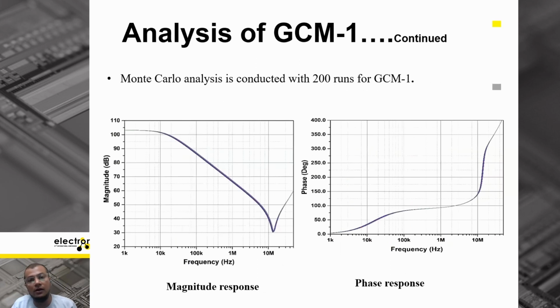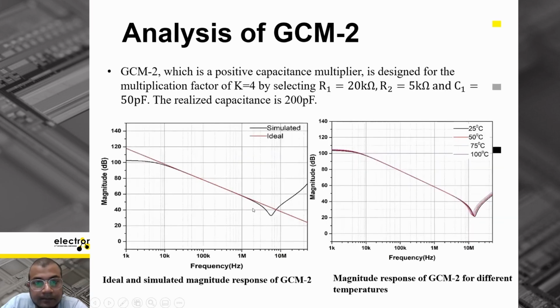Then we have done the Monte Carlo analysis so that we can understand how the circuit behaves when there is some process variation. We have done it for 200 runs, using the Monte Carlo model provided by the foundry, that is Silterra, Malaysia. As you can see here, for 200 runs, there is not much variation of the design capacitance with the process. So the circuit is almost stable during operation.